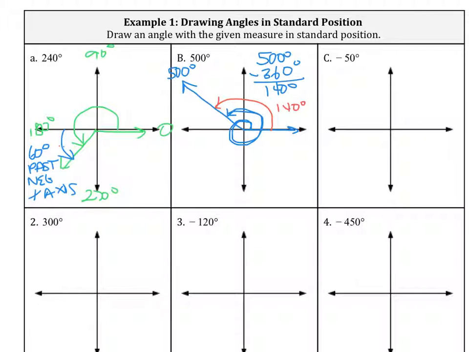So letter C, negative 50 degrees. So negative 50, that's going to rotate the other direction. It's going to go clockwise this way. So if this is 0 degrees and this is negative 90 degrees, this is negative 180 and so forth, then negative 50 degrees will be somewhere in here, just past halfway. So that is negative 50 degrees, okay? So go ahead and try these three, pause the video, and when you come back, the answers will be here.